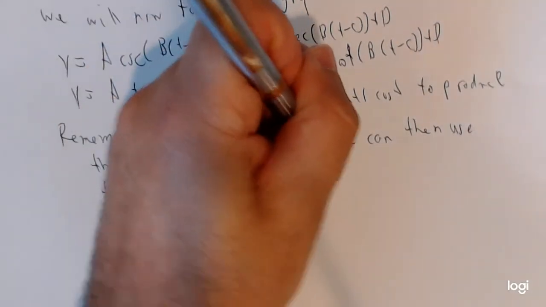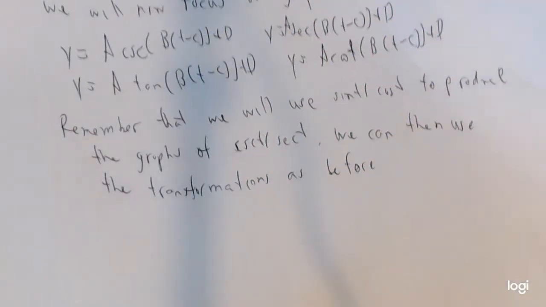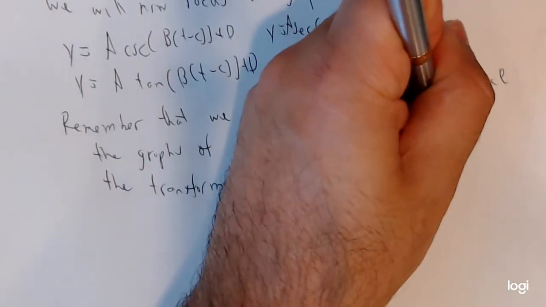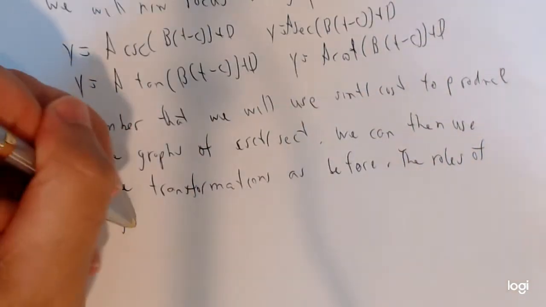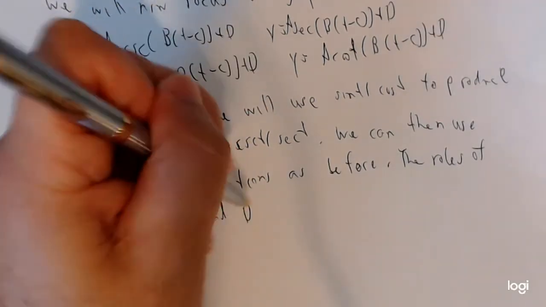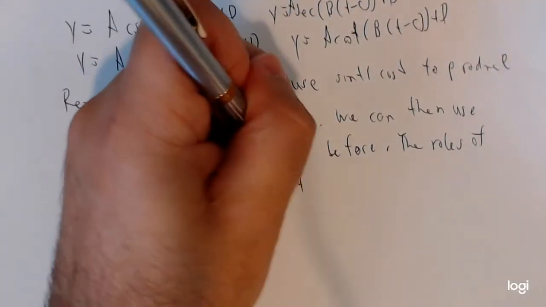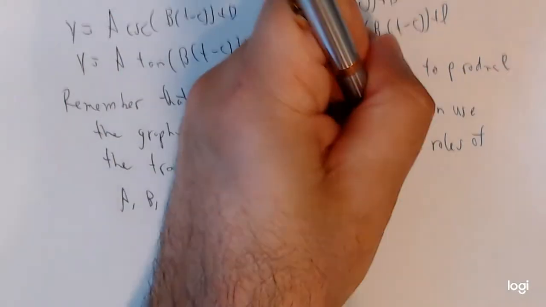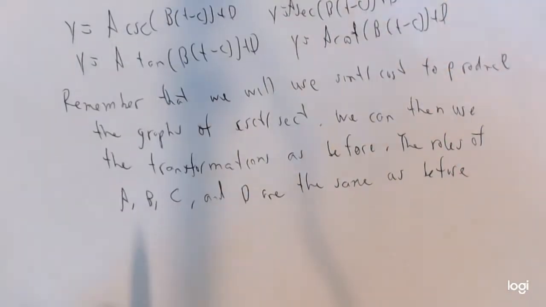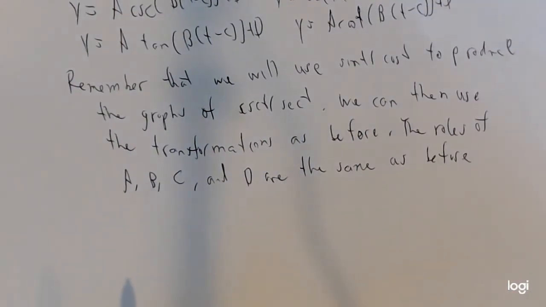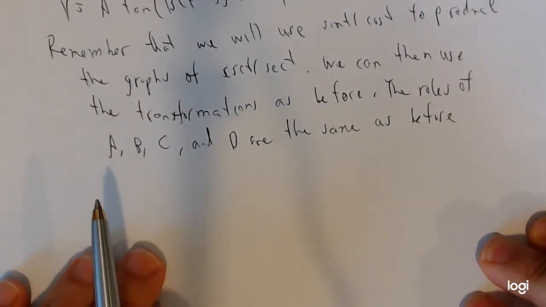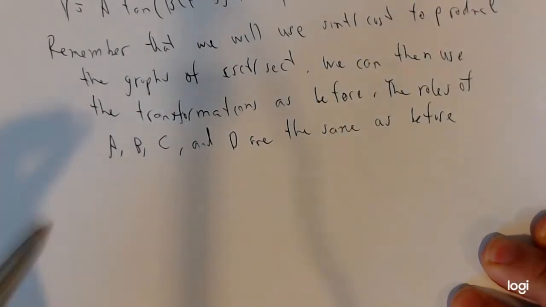as before. So we're going to notice that the transformations that we did for sine and cosine are the same. So the roles of A, B, C, and D are the same as before. So it's not like we're learning anything new. That's the good news, right? If I know how to graph one period of all the other trig functions, then I could easily apply the transformation. So let's look at an example.